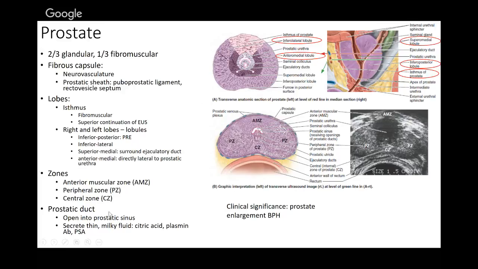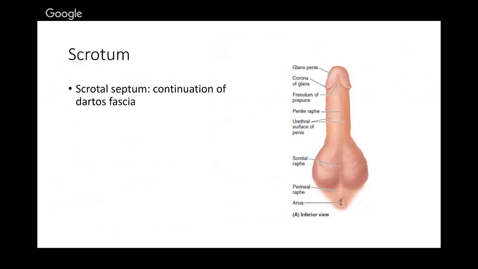The prostatic ducts will open and secrete thin milky fluid. This contains citric acid, plasmin, and prostate-specific antigen. So yeah, the clinical significance is when you have prostate enlargement in BPH or in cancer, and that gives you urinary symptoms. The scrotum is not much to talk about. You just need to know that the septum of the scrotum is a continuation of the dartos fascia.